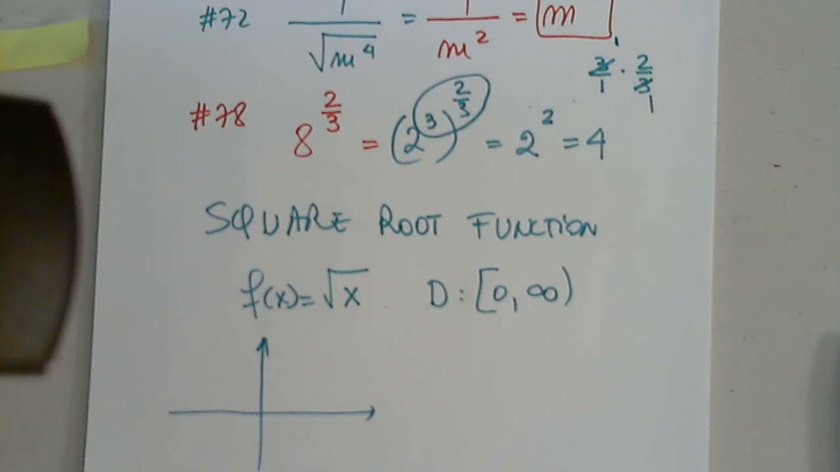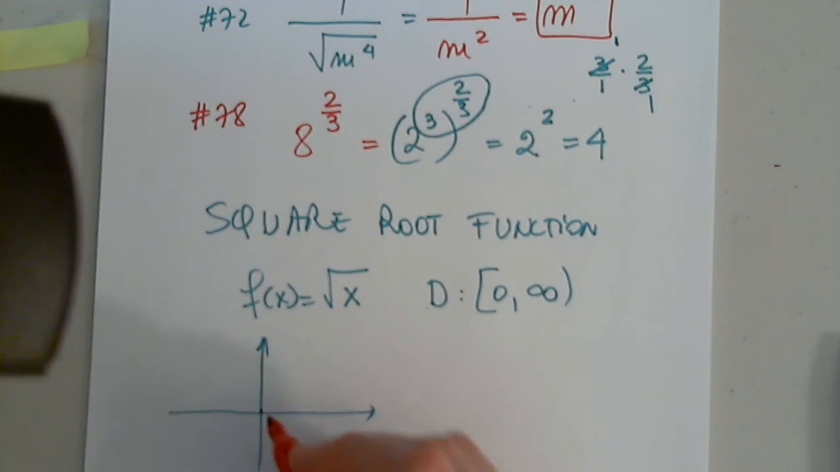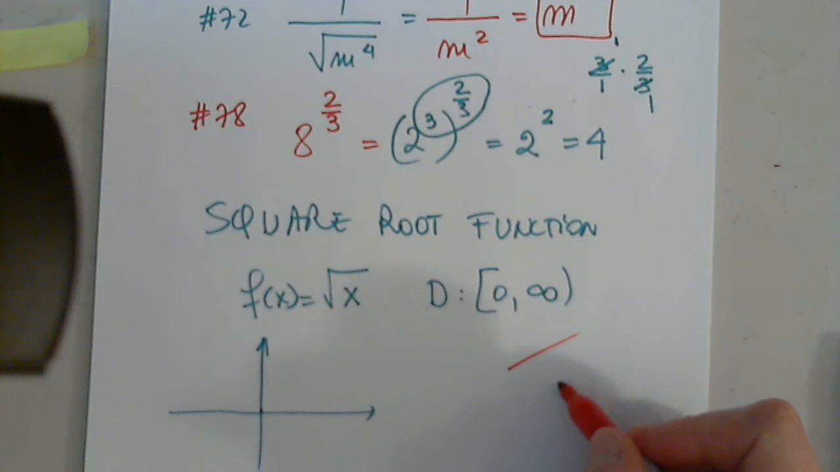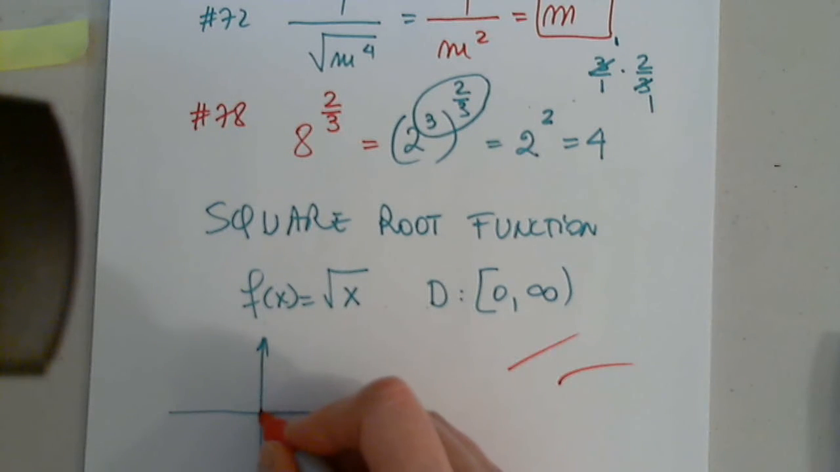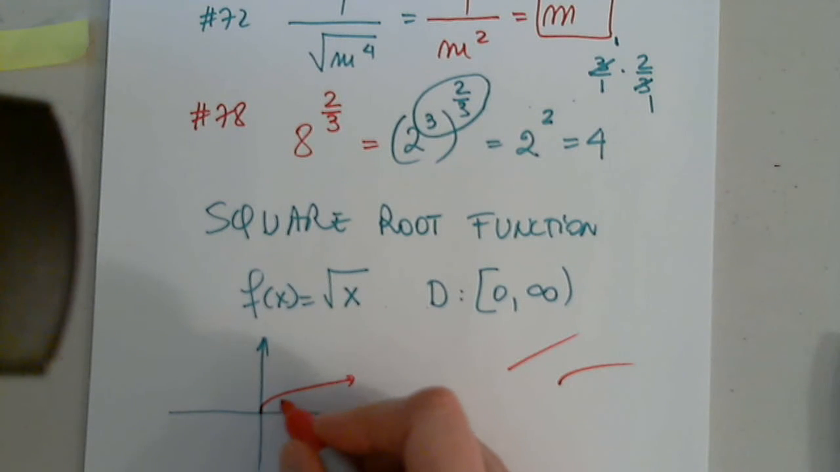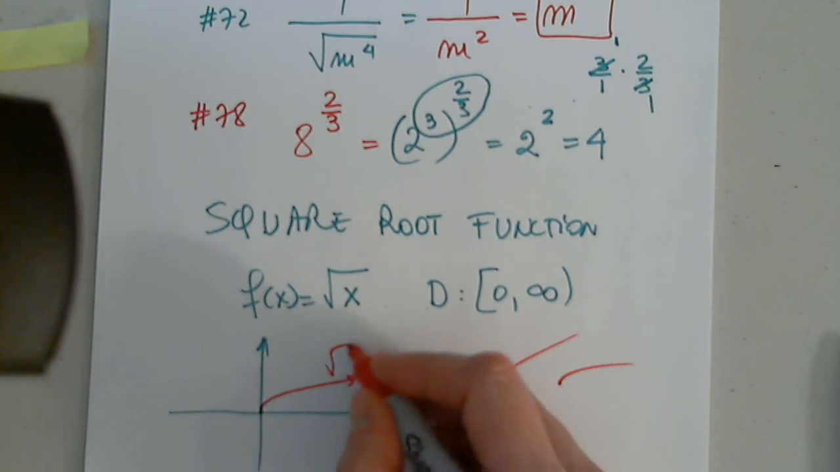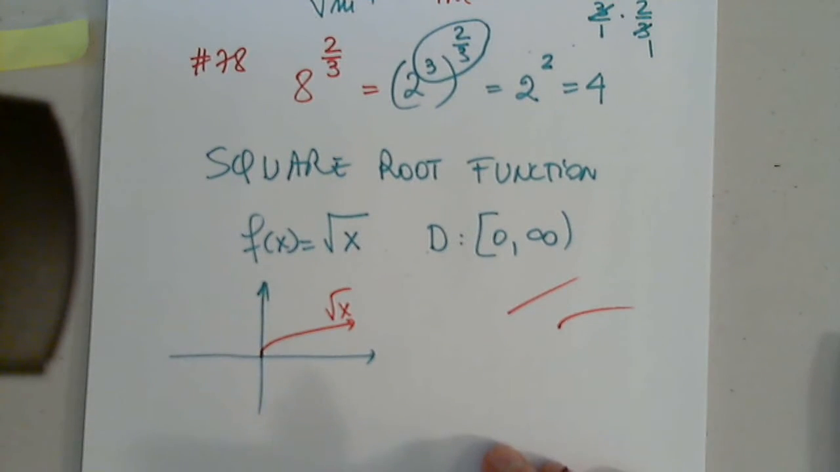The graph of the square root is like this. A little bit higher here. It's not like this. It's not like this. So it's a little bit not touching several times, but slowly away from the y-axis. So the square root of x.